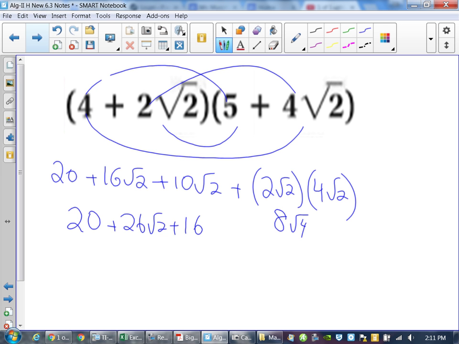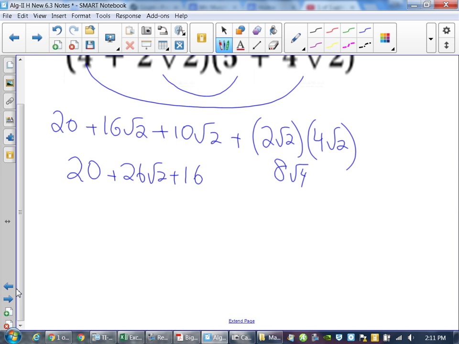Now, when I put this in my final official order, you always put your integer value stuff first, and then things with radicals last. It's kind of like how we did with the I values. Remember we put the integer value first, and then we do I's later on? Yeah, so it becomes 36 plus 26 root 2. And that would be my answer.